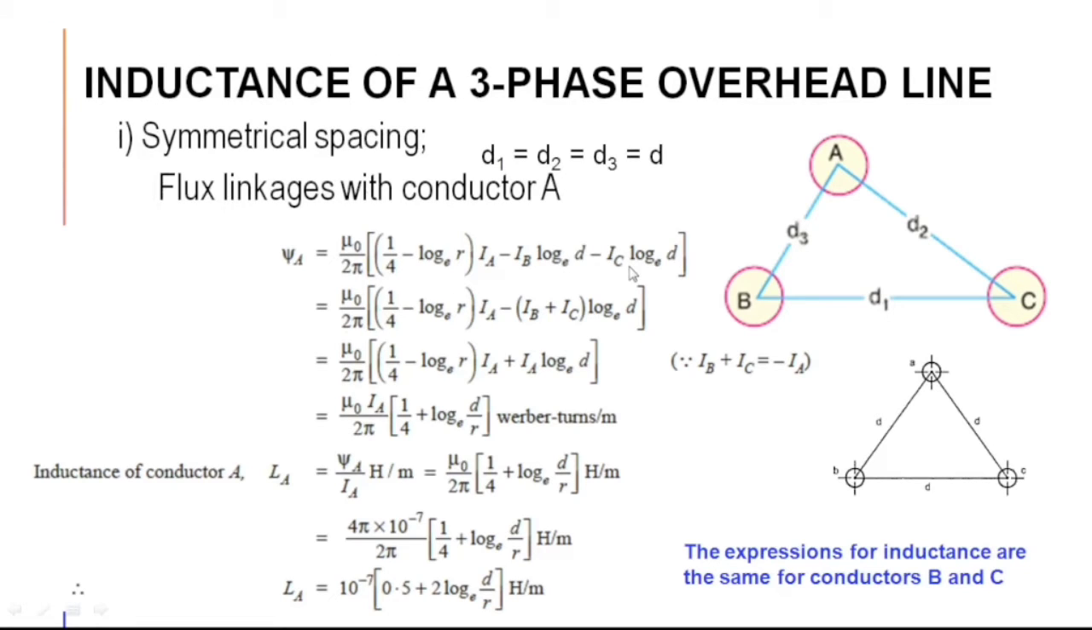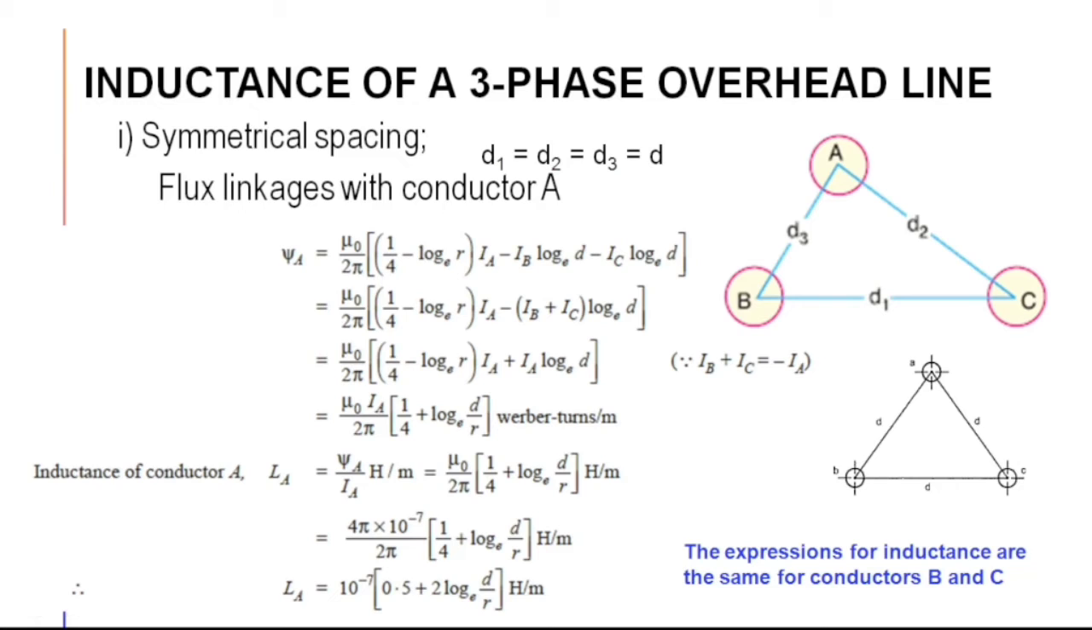This one is further simplified as μ0/2π [1/4 − log_e R] IA − see here, in these two terms the common term is log_e D. I am taking log_e D as common, and the remaining term is IB plus IC. I am taking the common as minus (IB plus IC).